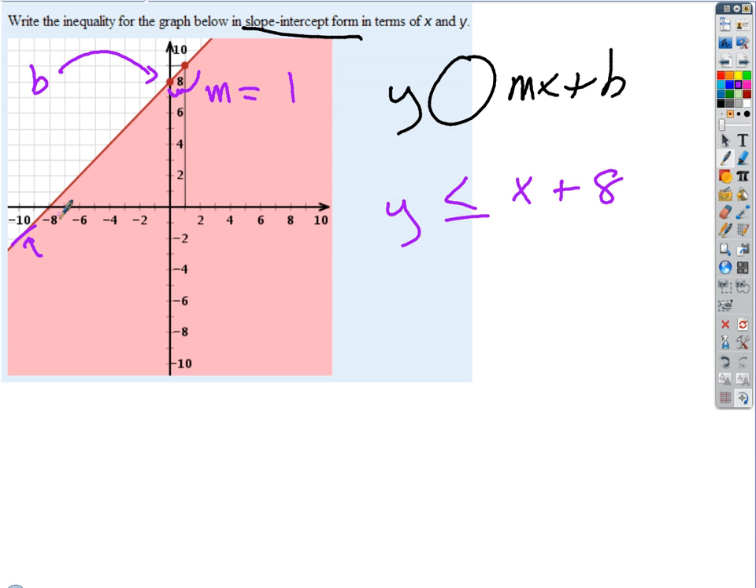So in this case, I could just test the point 0, 0. If I put 0 in for x and 0 in for y, I just get 0 on this side and 8 on that side. Well, which way should it go? Is 0 less than or greater than 8? Yeah, it's less than. Or equal to because it's solid, right? Make sense? Okay?